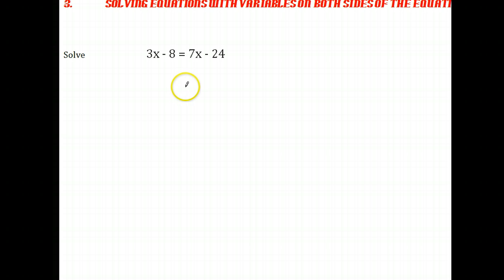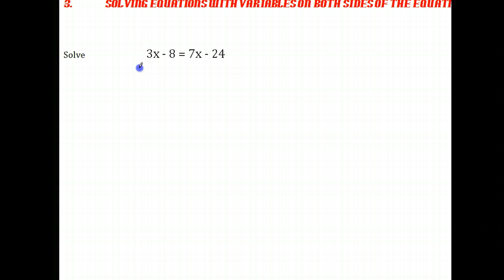All right, the next kind of problem we're going to look at is solving equations with variables on both sides of the equation. So I have a 3x here, equal sign, and a 7x here. So I have variables on both sides, on the left and right. The way we want to go about solving this is to get all the variables on one side. I'm going to do that by subtracting either the 3x or the 7x on both sides.